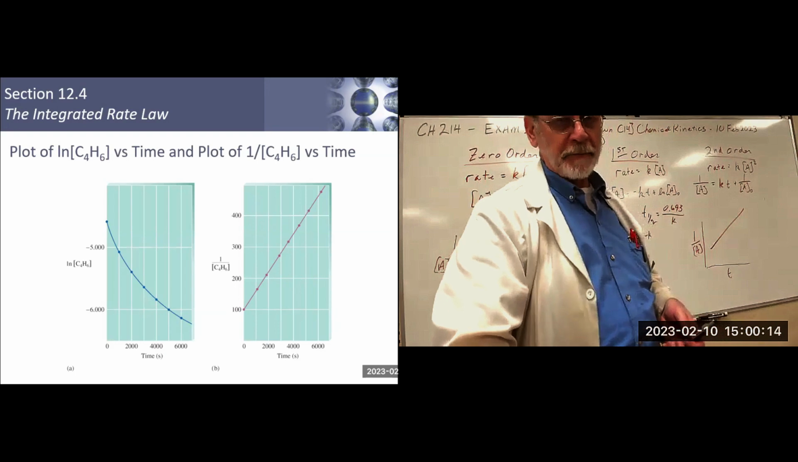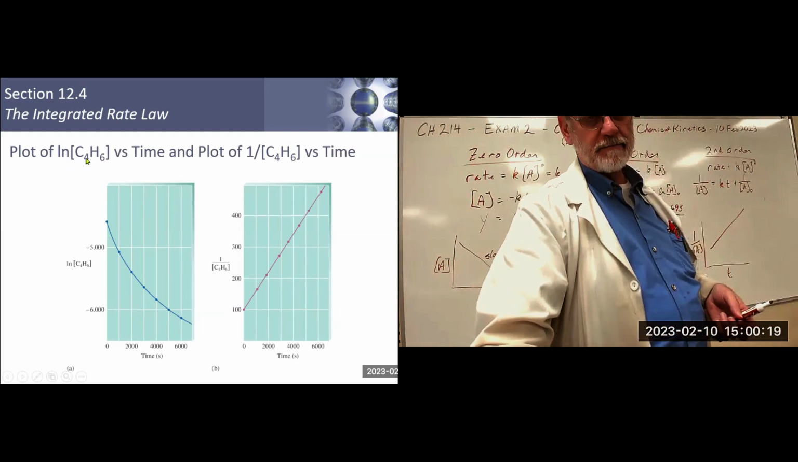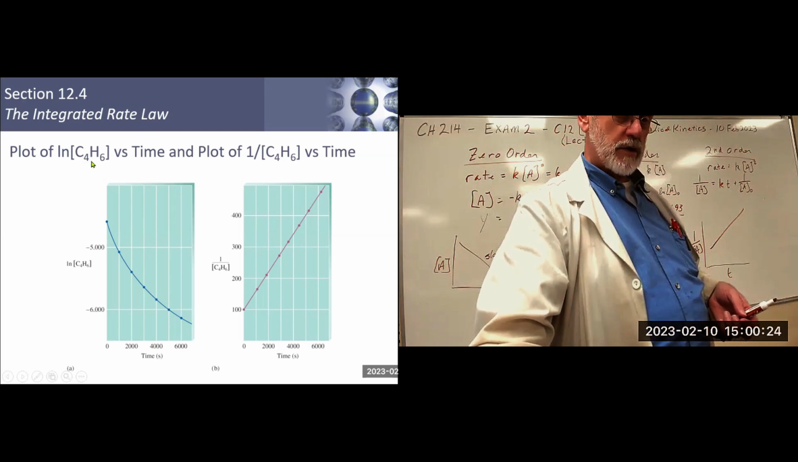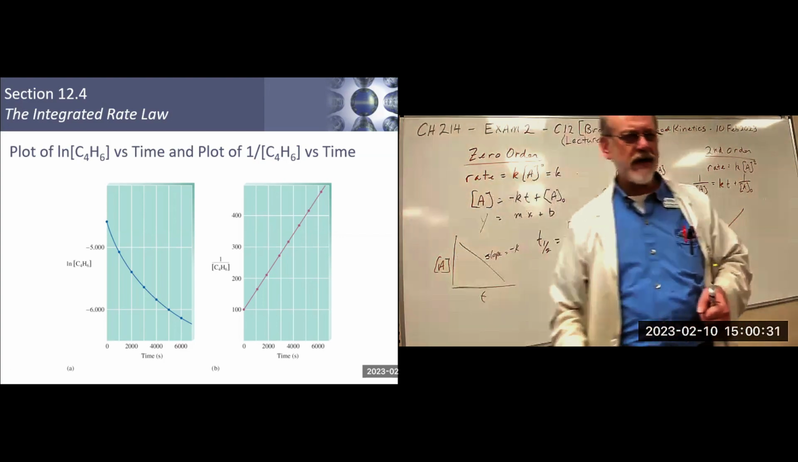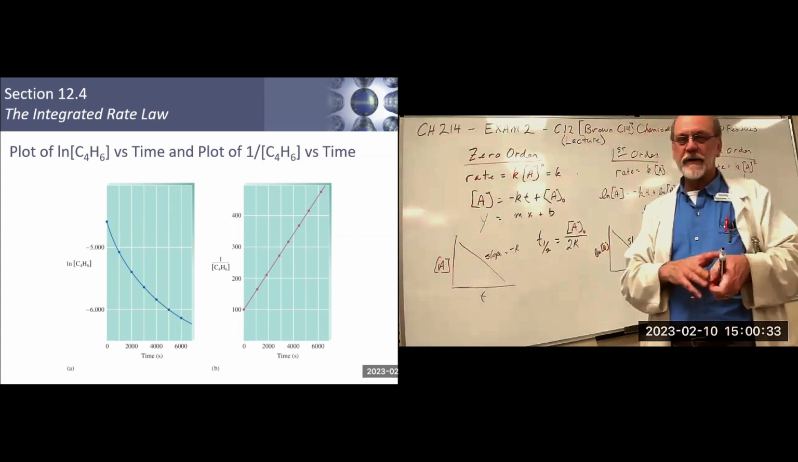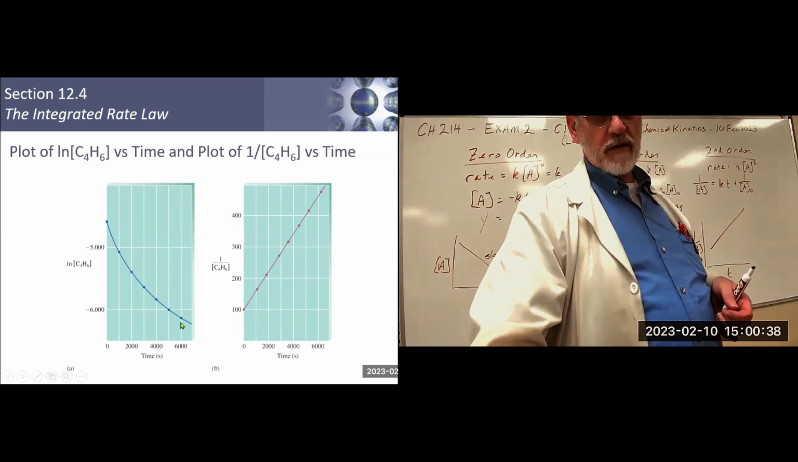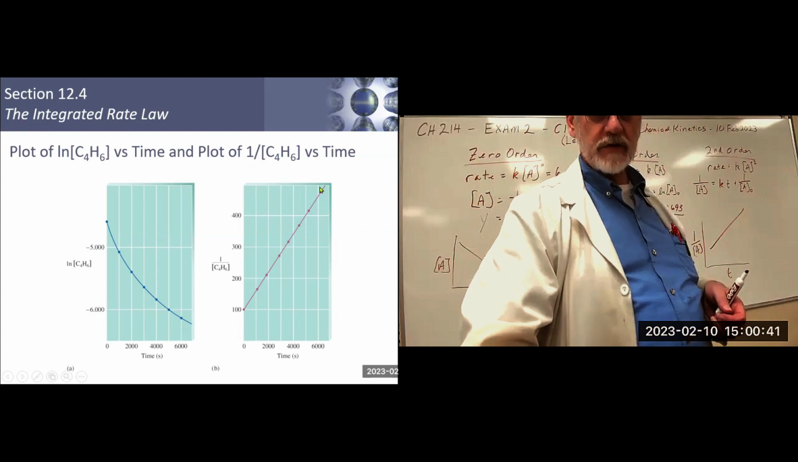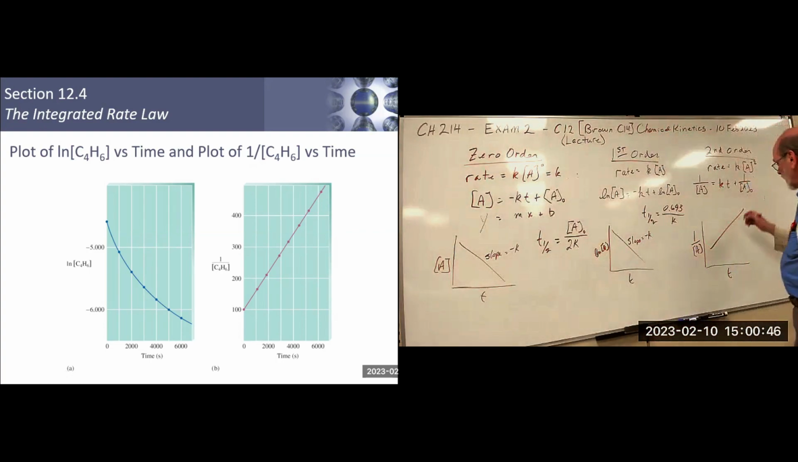Here's an example where you have the decomposition of, let's see, that should be C4. I'm not sure what that is. That's a hydrocarbon of some kind, but it's unsaturated. That's neither here nor there. But notice if you take the natural log of that one, you still get a curve. But if you do the reciprocal, you get a straight line. Right, so now the slope of the line, in this case, is actually equal to k.